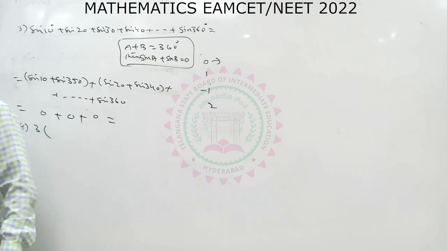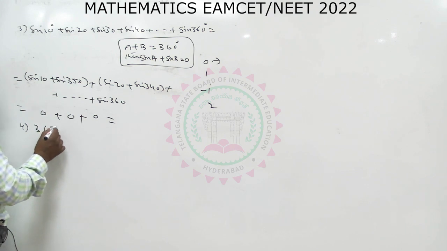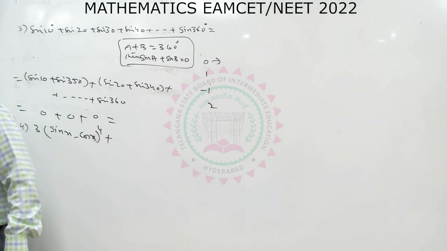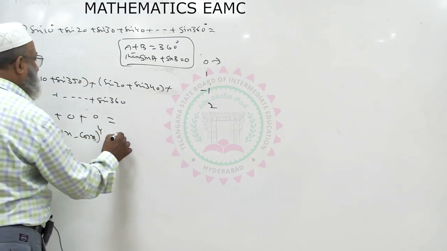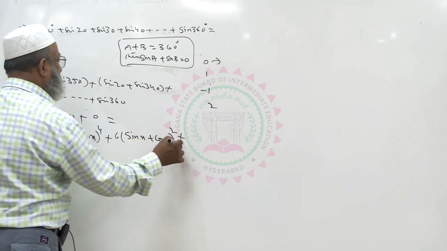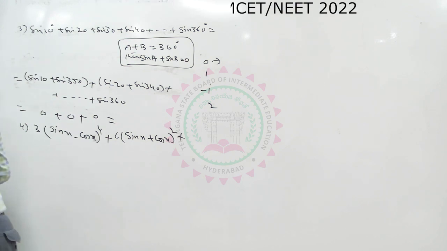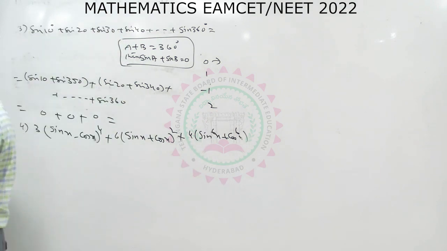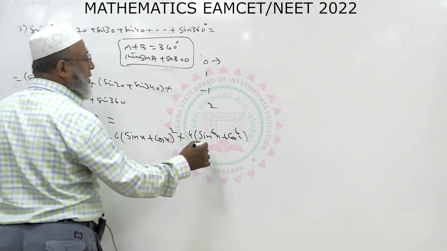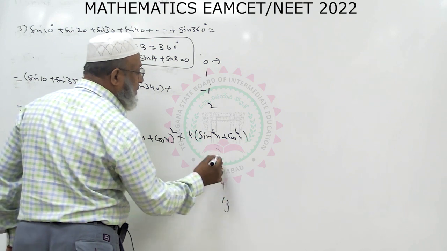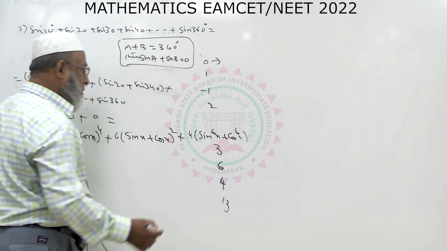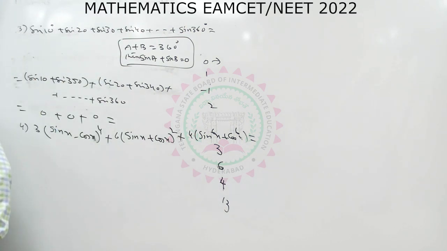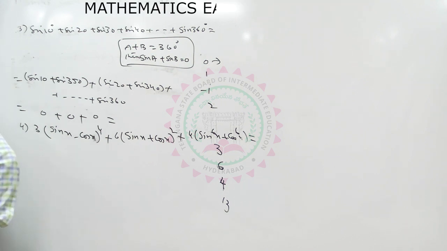Next is 3 into sin x minus cos x whole power of 4 plus 6 into sin x plus cos x whole square plus 4 into sin power of 6 x plus cos power of 6 x is equal to, the options are 3, 6, 4, 30.